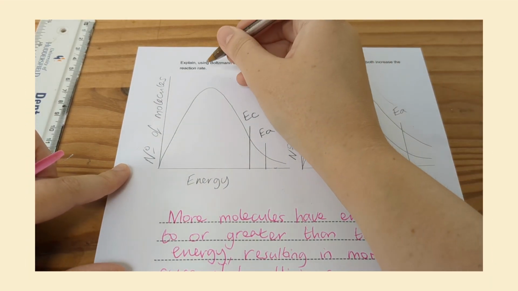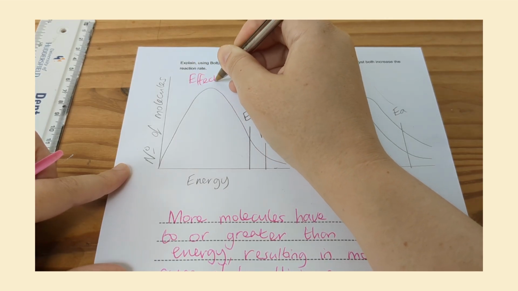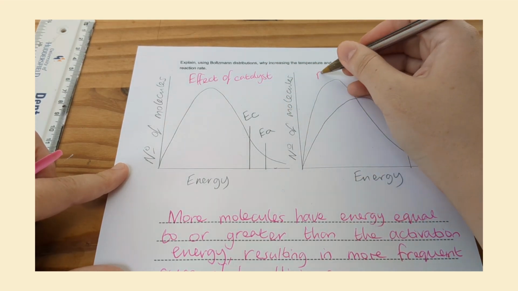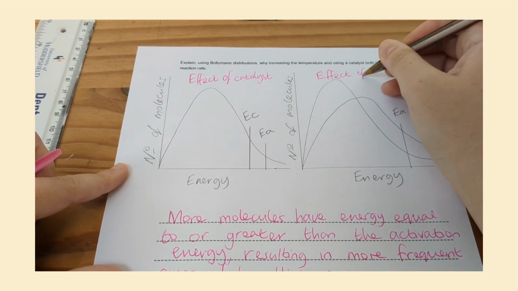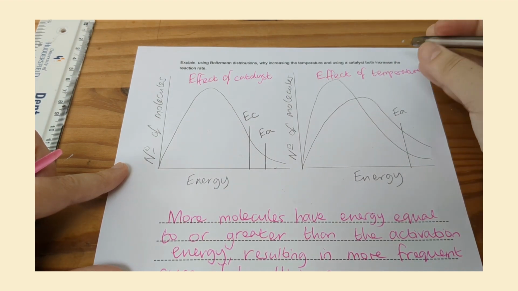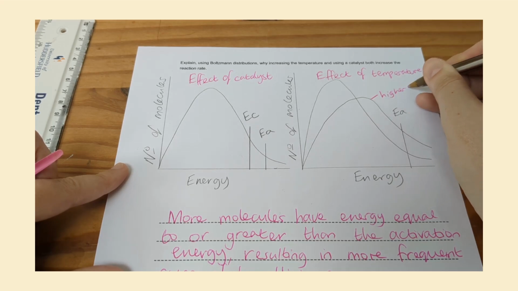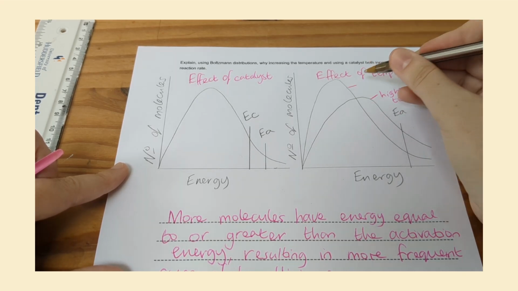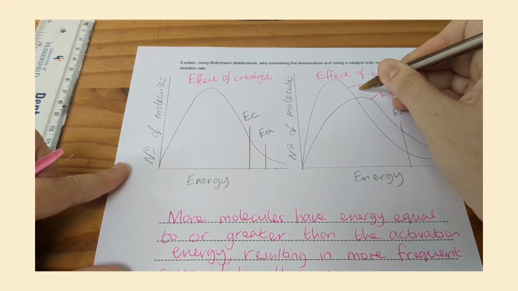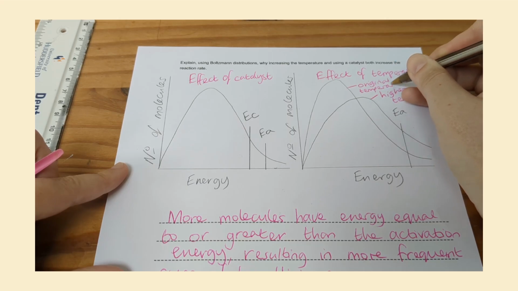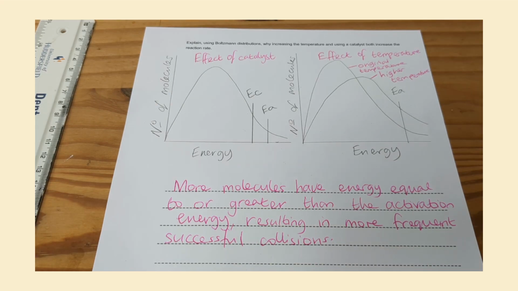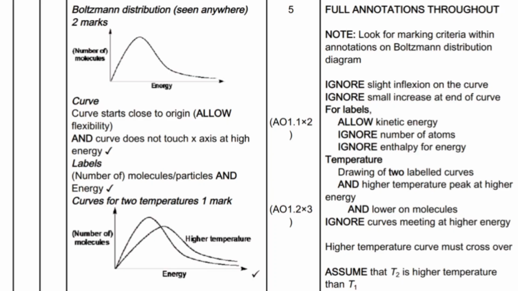Let's label which one shows the effect of a catalyst and which one shows the effect of temperature, to show the examiner that we know what we are talking about. And we can even label these curves. This is the higher temperature, and this one was the original temperature or the lower temperature. And there's our answer. Let's have a look at the mark scheme then.